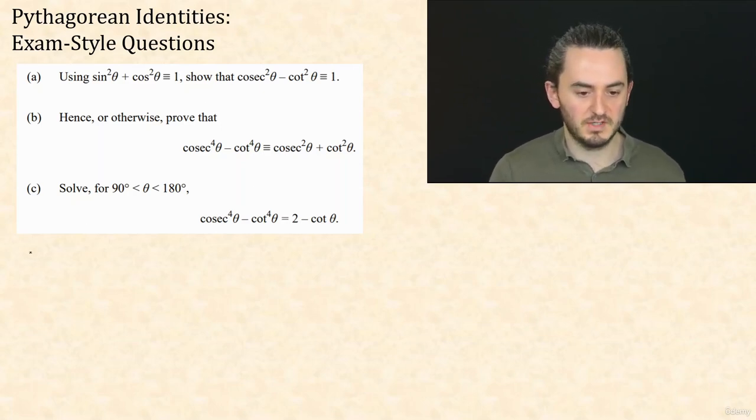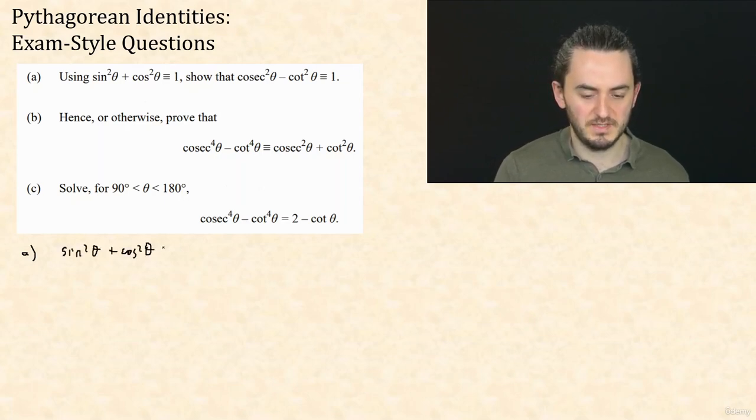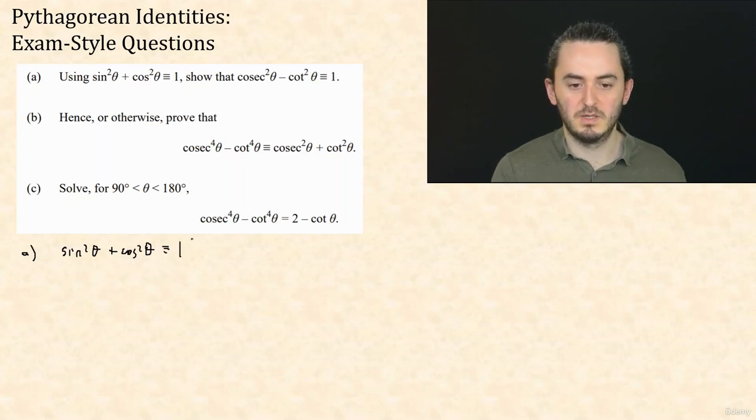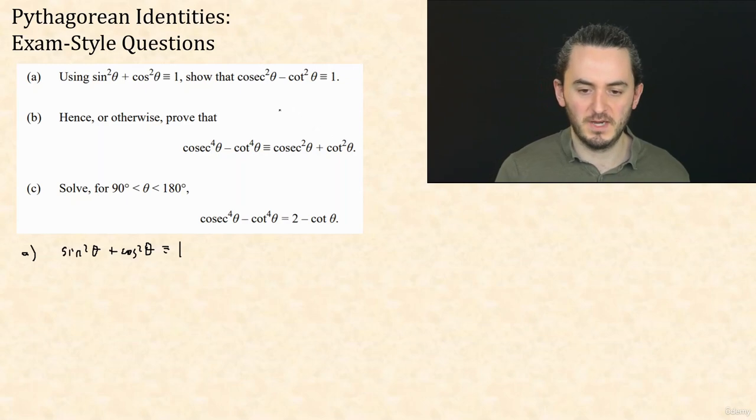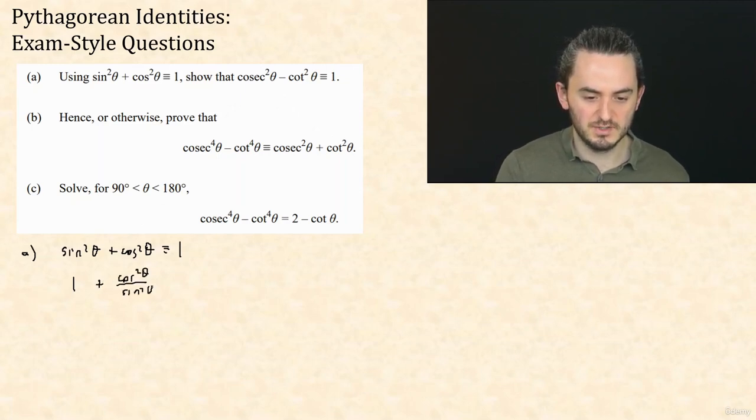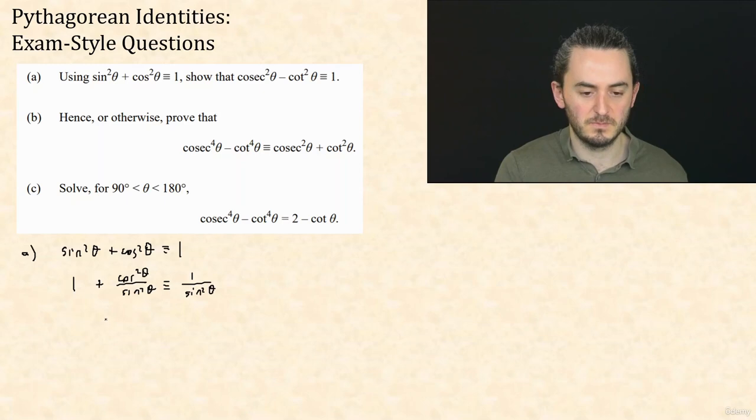So using that, I'm allowed to start with sine squared theta plus cos squared theta is 1. Now, I know that to get to my cosec and cot version of the Pythagorean identity, I just divide through by sine squared theta. So that gives me 1 plus cos squared theta over sine squared theta. And I'm just going to really spell this out because it's a show that, so I wouldn't want to lose any marks by not showing enough working.